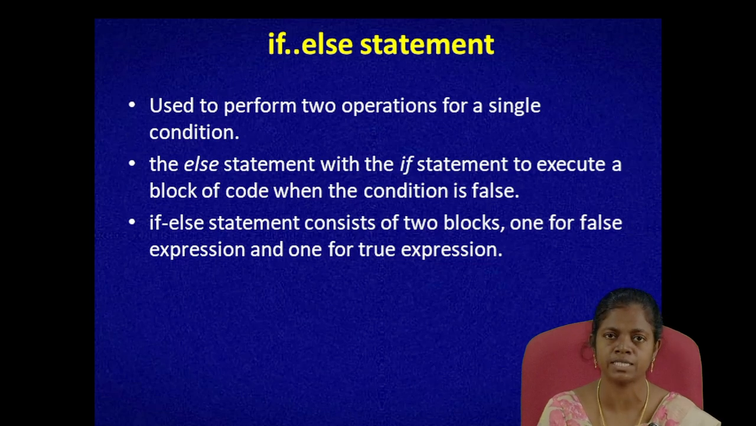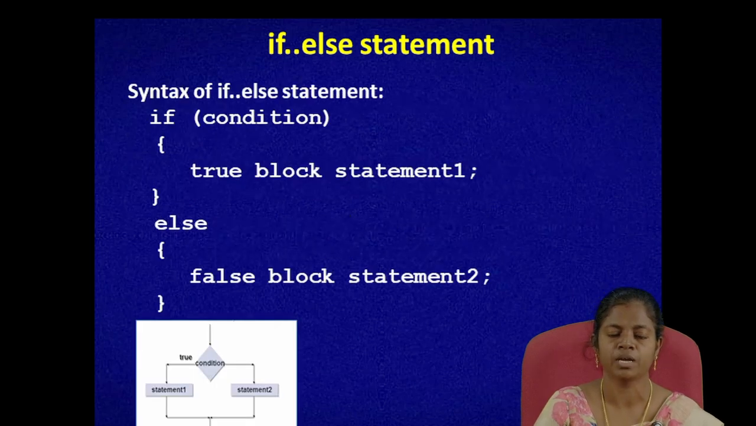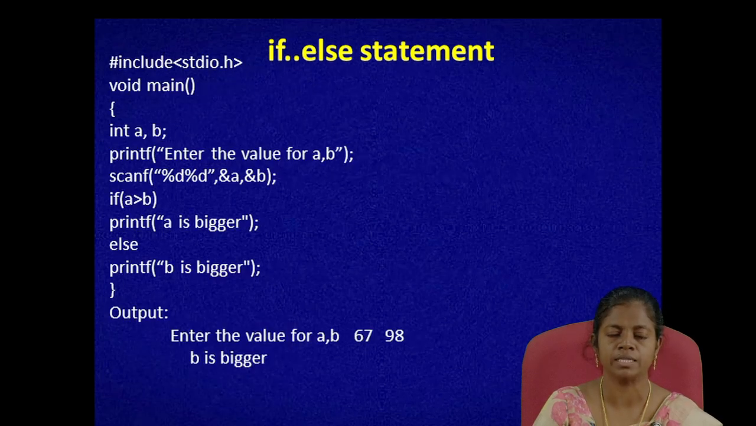First the condition is checked. If the condition is true, then the true block statement will be executed. Otherwise, if the condition is false, the false block statement will be executed. This is the syntax and flow diagram of the if else statement. Next we see a simple example of the if else statement.